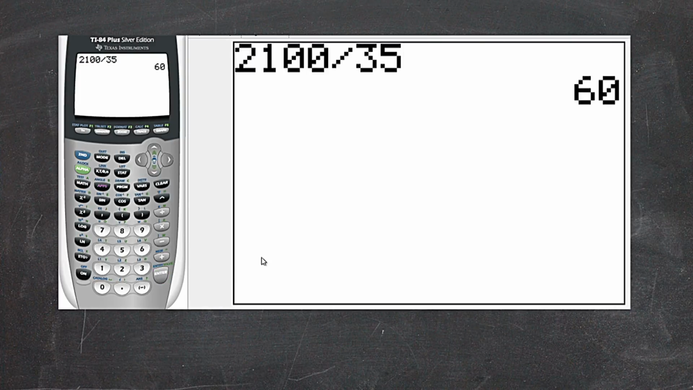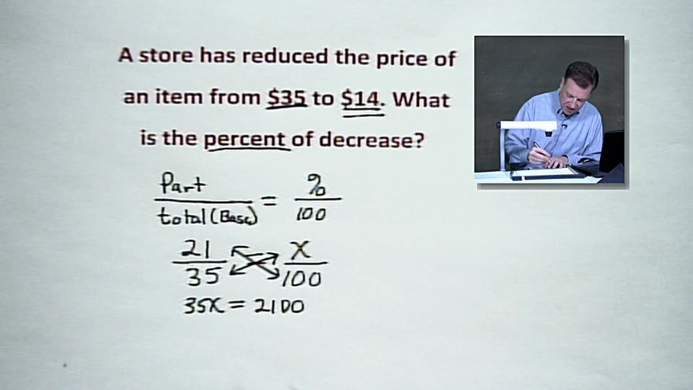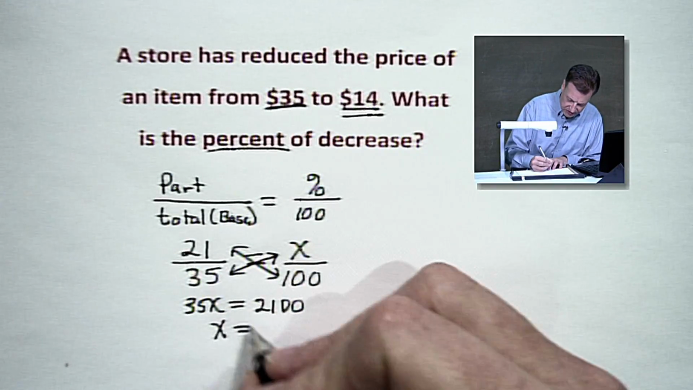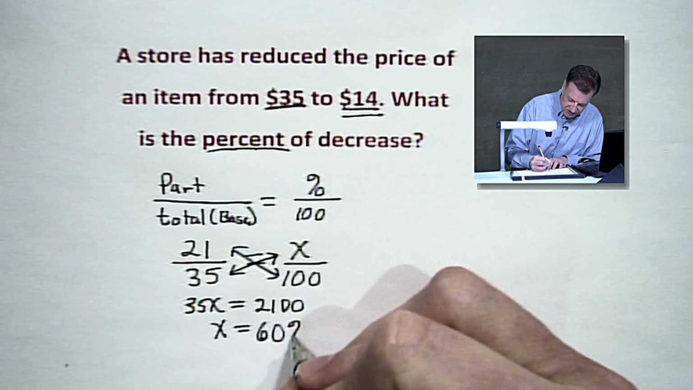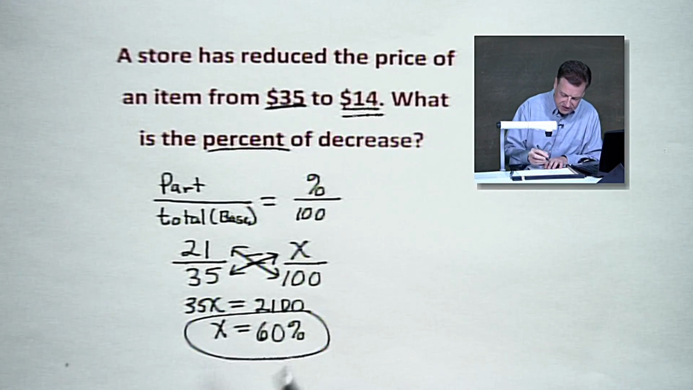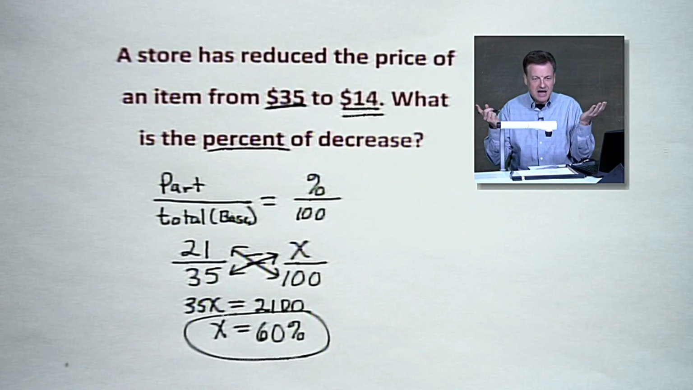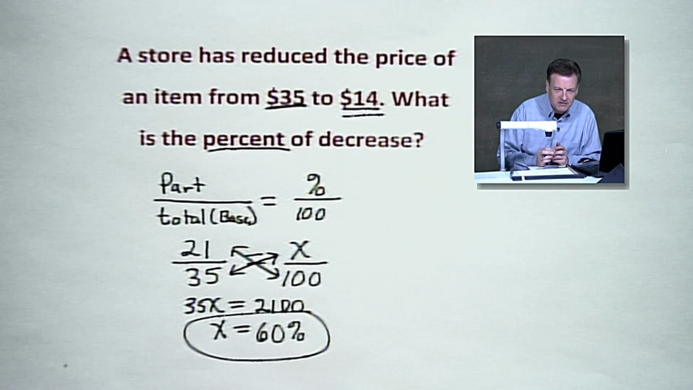And it looks like we got 60% on this. So that's where we are. When we divide by 35 on both sides, we end up with x equals 60. And friends, that is a percent this time. That's not the part, that's not the total or the base, that's the percentage. And there you go. There is your problem of the day.